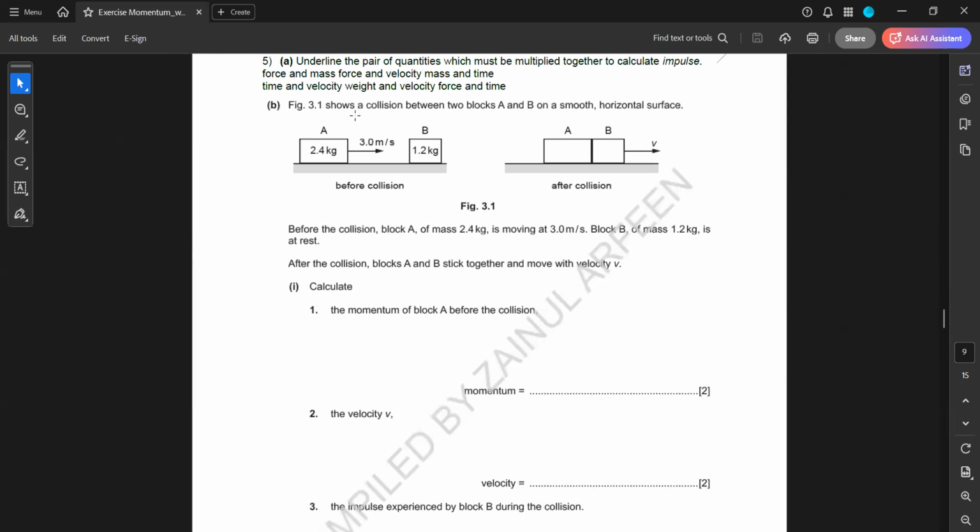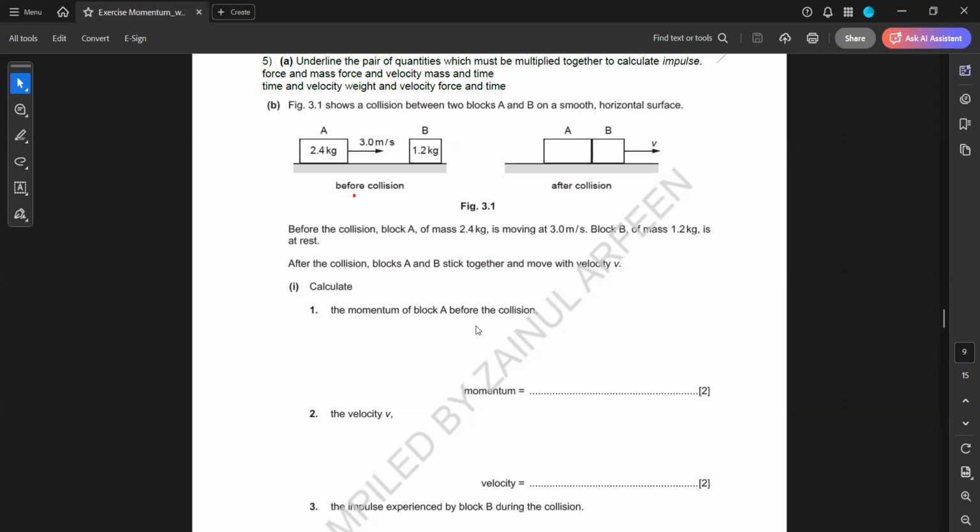Look in the question, part B. Figure 3.1 shows a collision between the two blocks A and B on a smooth horizontal surface. Before the collision, block A has a mass of 2.4 kilogram and is moving with a velocity of 3. Block B has a mass of 1.2 and is stationary, not moving. After the collision, block A and block B stick together. So when two objects stick together, they will have the same speed.